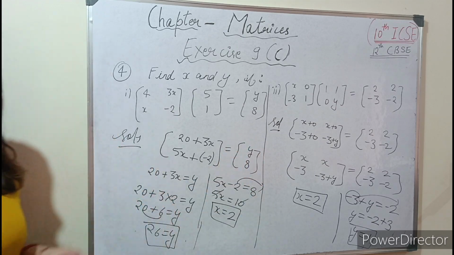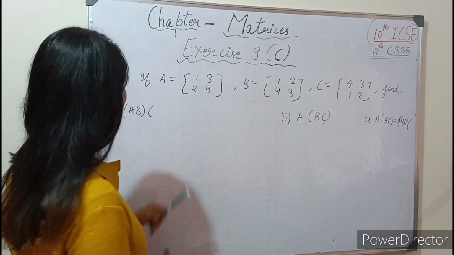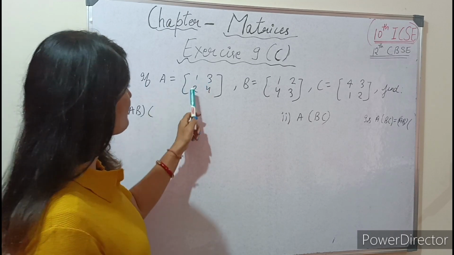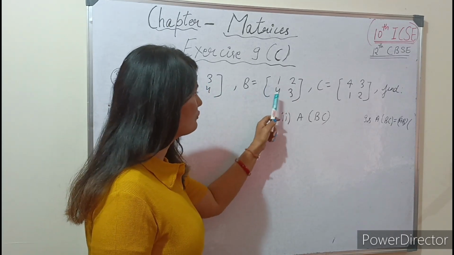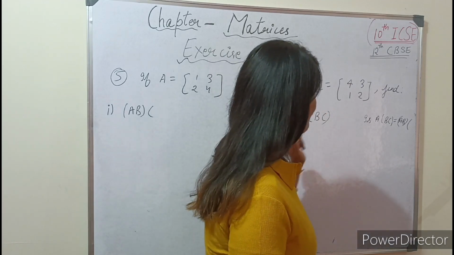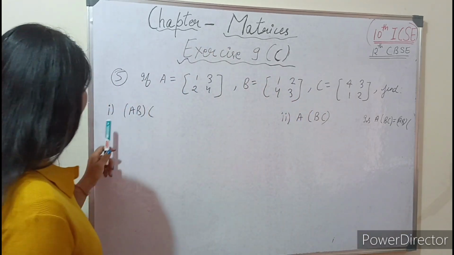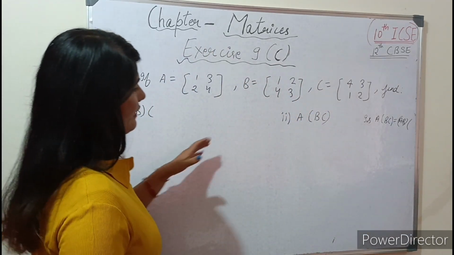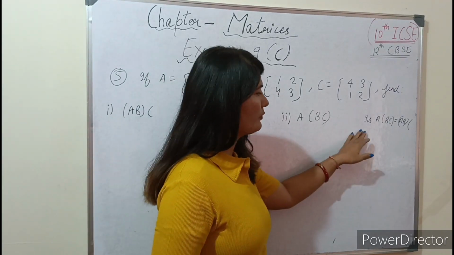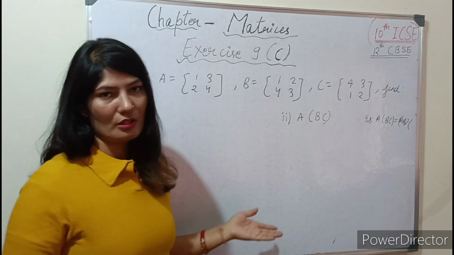So please have a look. Now moving to question number 5. If A is equal to 1, 3, 2, 4 and B is equal to 1, 2, 4, 3 and C is equal to 4, 3, 1, 2, find the value of ABC. And the second part is also there, and also you have to verify that both the values are equal or not.